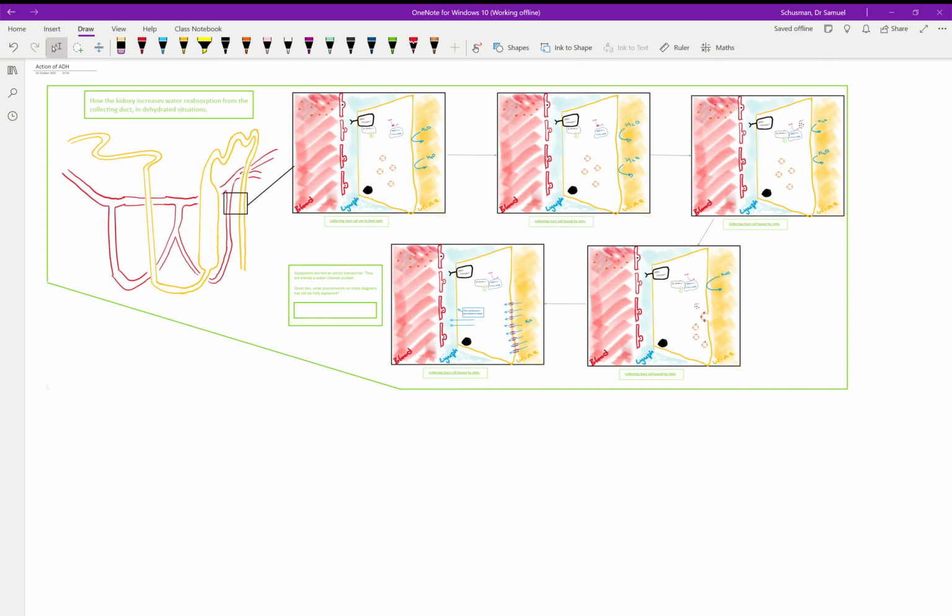So in the video before we spoke about ADH and how it's released when one is dehydrated, or actually more correctly when one's blood concentration or blood ion concentration rises above the homeostatic norm. Now we're going to see what ADH actually does, and it shouldn't take too long, as a lot of this is actually sort of extension for things you will need to know in a different setting.